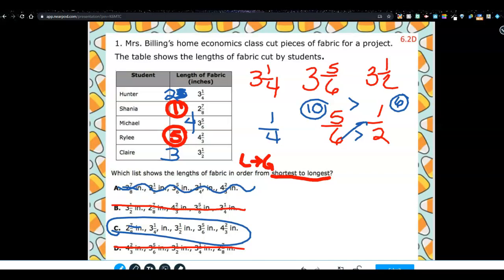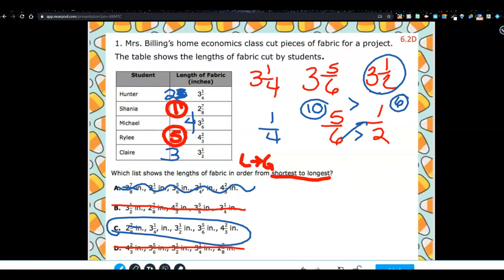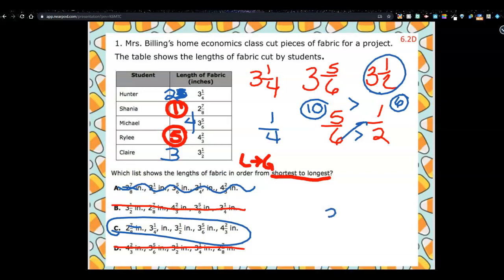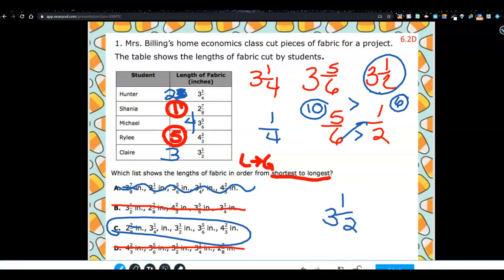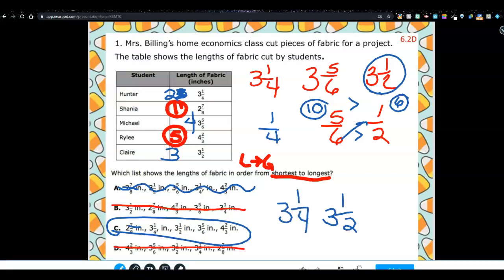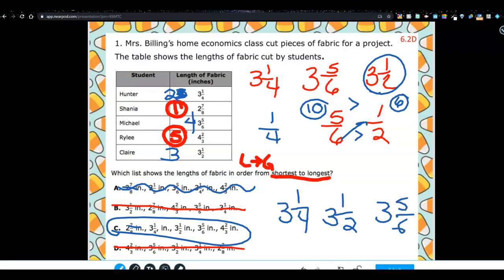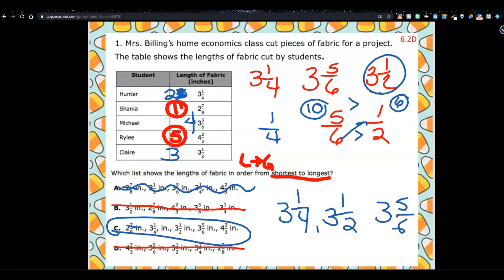A half? Well, one of my numbers happened to have a half in it. So that made it, I could write 3 1/2. That's my half. I know that 1/4 is less than a half, right? We said it was less than half, so that would be on the left. And we said that 5/6 was greater than half. So if this was a number line, that would be on the right side of half. So that's my order right here.